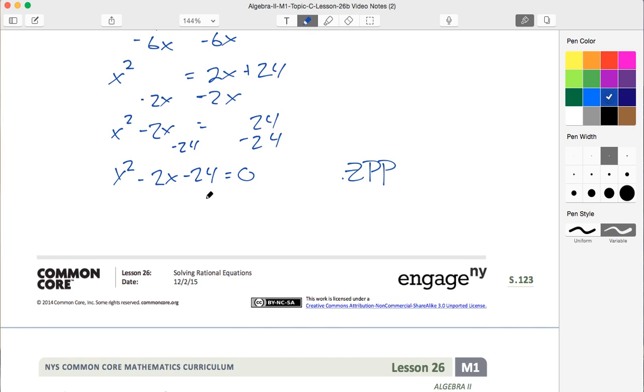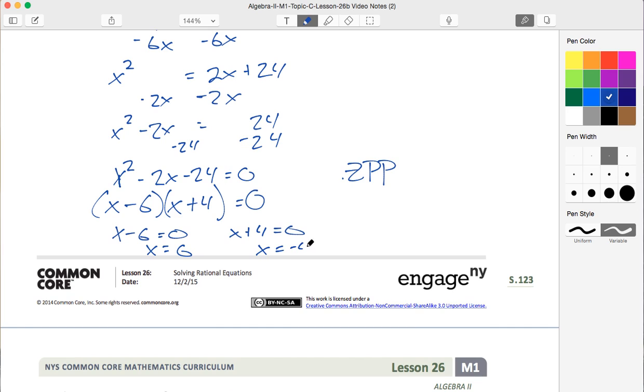But we can't just solve for x in this case, we have to factor first. So I'm going to think of factors of negative 24 that add up to negative 2. This is what we've been training for. This is one of the reasons why we've been practicing factoring and solving for x of quadratics, because now we can use this skill to solve rational equations. Pretty cool. So at this point, you should know to write out two equations, and you're going to get x is equal to 6 and x is equal to negative 4.